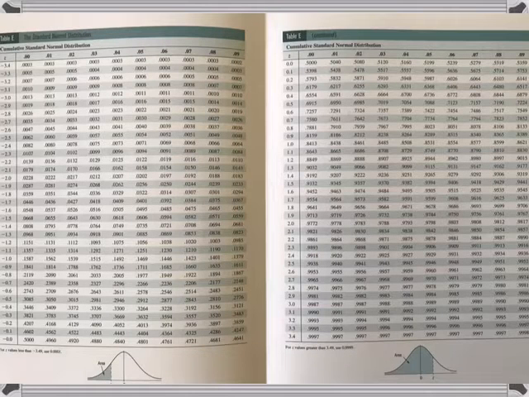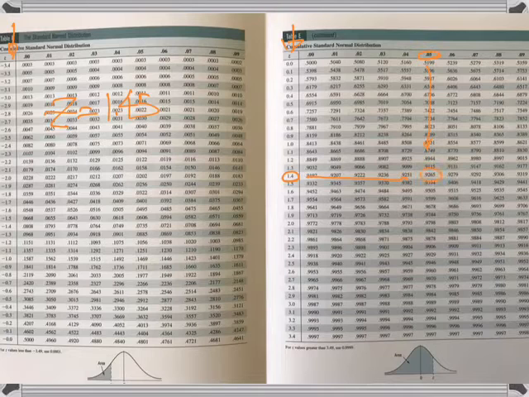For the Z table, you have two sides. One side is negative numbers, and this side is positive numbers. Since we have positive 1.45, in the first column you're looking for 1.4, the first two digits. So go to the positive side. My last number is 5, so you go up to the first row and look for 0.05. Then you see wherever they cross.